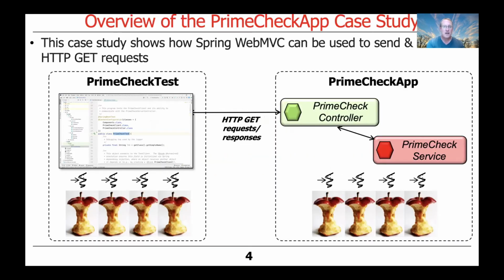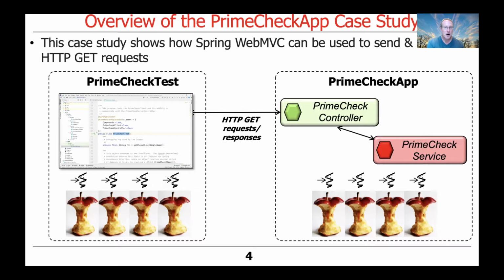So the case study will show how we can use Spring WebMVC to send and retrieve HTTP GET requests. This is a very common technique that's used in quite a large number of web-based apps. As you'll see here, we're going to have a test program which will be able to generate HTTP GET requests and responses. And you'll see how that works. It's done in a very clever way that involves making method calls through what are essentially kind of proxies, if you will, on the client side.